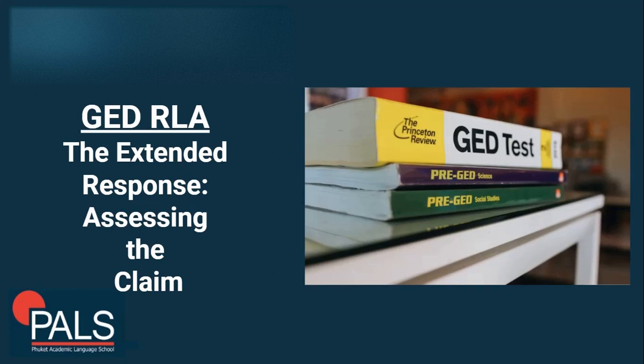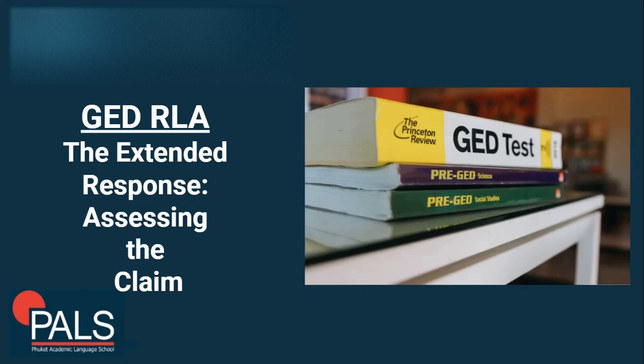Today we will talk about part 2 of the RLA test, which is the extended response or the essay part. And I will help you with a skill that you will need in order to write your essay properly, which is assessing the claim. Now, the claim is the main point or the arguments presented by the sources.